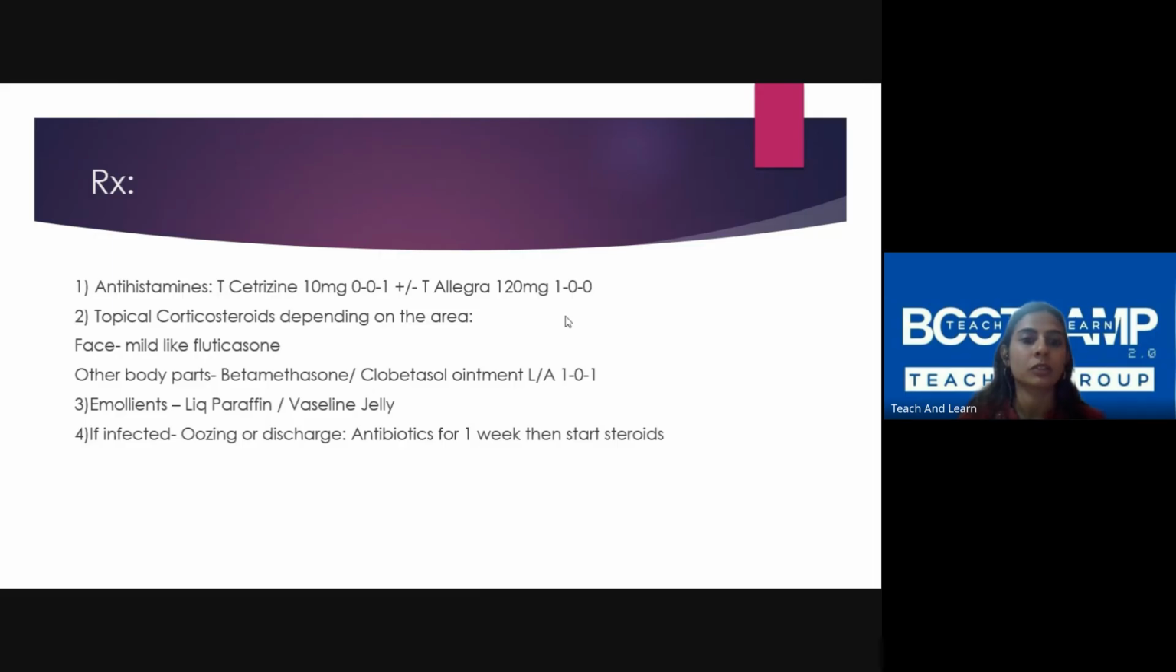Now, topical corticosteroids, depending on the area. Face, you have to always use a mild one like fluticasone, like how Mika mentioned. Other body parts, you can use betamethasone, clobetasol ointment. Here also, if the lesions are very thick, you can add a salicylic acid ointment also with it.